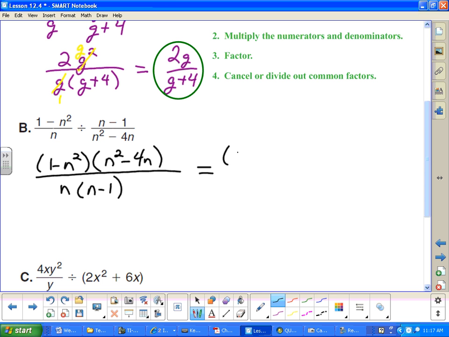Okay, good. 1 plus n, 1 minus n. Okay. All right, it's the difference of 2 squares. How about n squared minus 4n? Sierra, can I factor that? Okay. This is n times n minus 4.